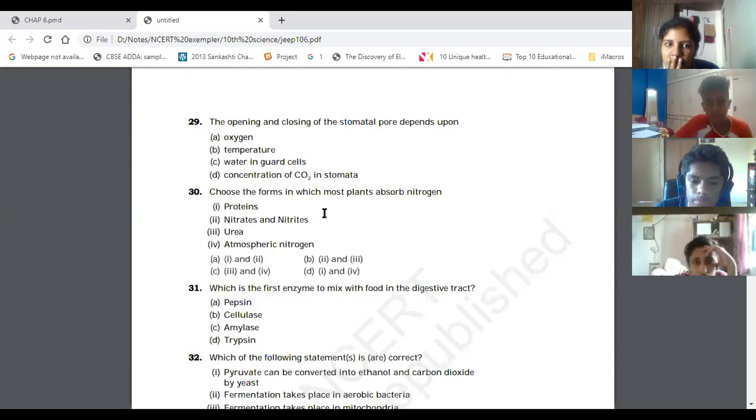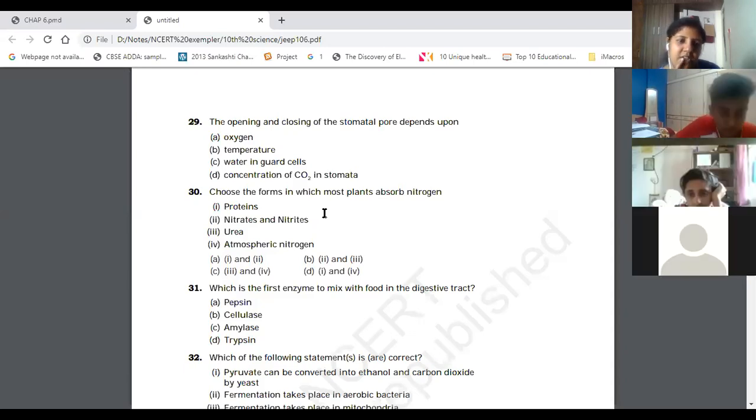Choose the forms in which most plants absorb nitrogen. B. What is B? Nitrates, nitrites, and urea. B. Atmospheric nitrogen they cannot absorb directly. Proteins they are preparing, how will they absorb?